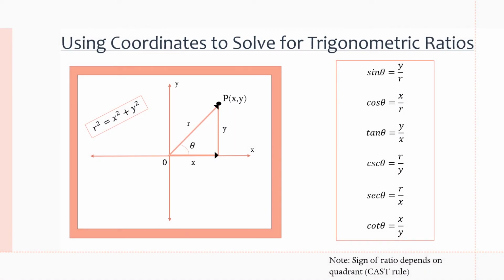First, let's go over how we use coordinates to solve for trigonometric ratios. If we take a look at our Cartesian plane here on the left, we can see that we have graphed a point P right here that is located at x and y on our Cartesian plane. From this point, we can create a right angle triangle with sides y, x, and r. And as we can see here, as we have done in the past few videos, we're creating a right angle triangle right in the Cartesian plane.